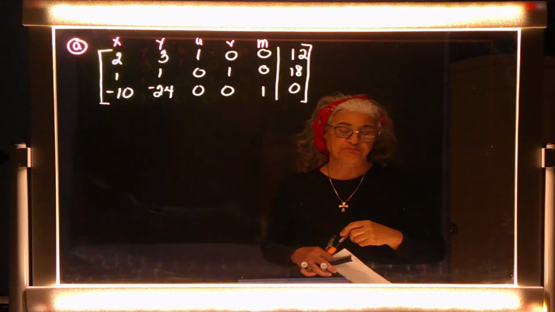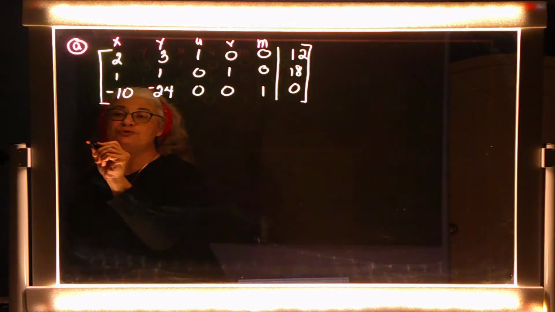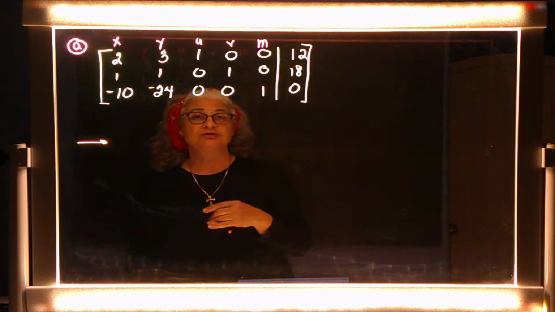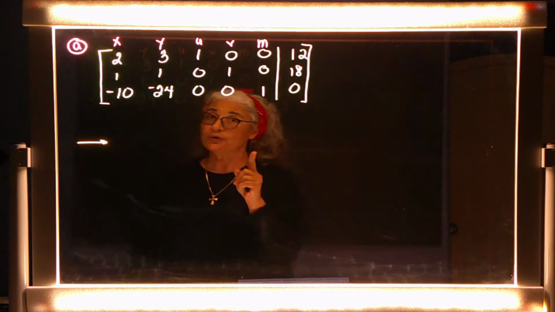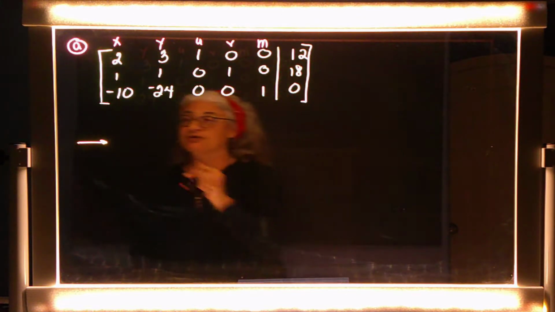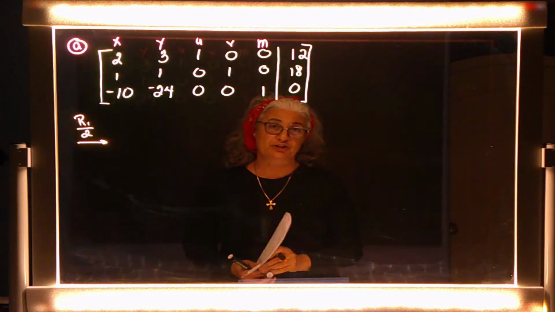Do you agree? All right, which means what are we going to have to do to that first row in order to make the 2 into a 1? Good, you're like divide by 2. Excellent. So you can take the first row and divide by 2, or you can take 1/2 of that first row. Either way, you're going to get the same answer. So we're going to take row 1 and we're going to divide it by 2.